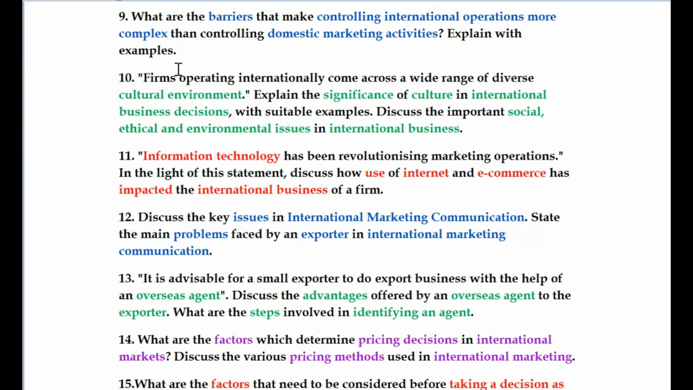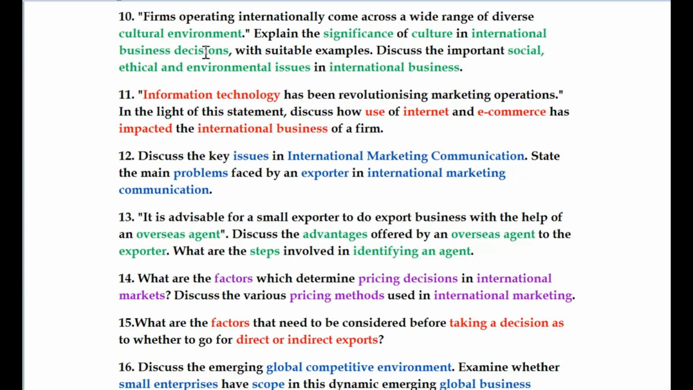Explain this with examples. The next question is on cultural environment and what is the significance of culture in international business decisions, and discuss the important social, ethical and environmental issues in international business. The next question is on information technology, and discuss how the use of internet and e-commerce has impacted the international business of a firm.